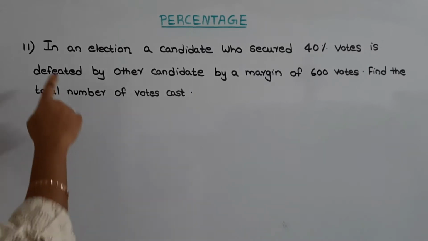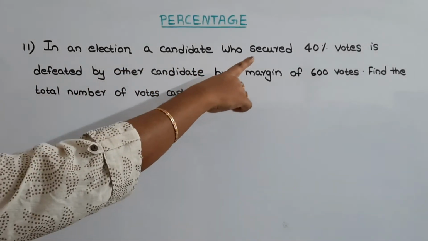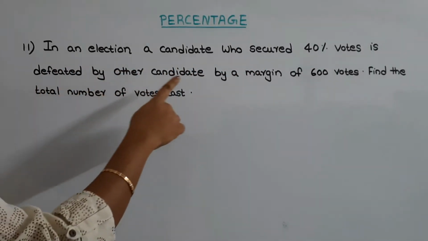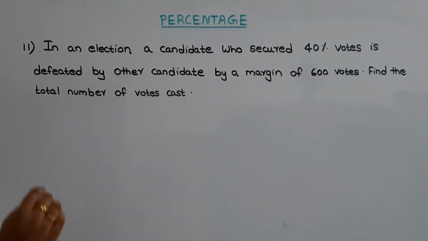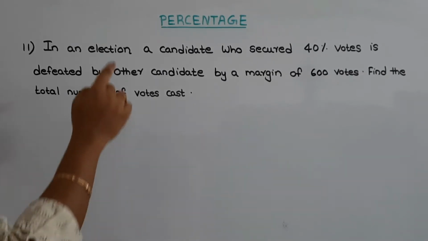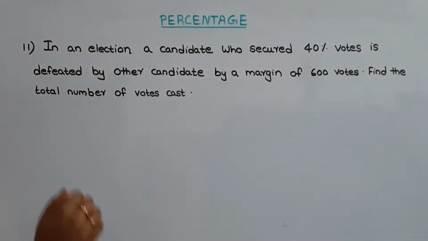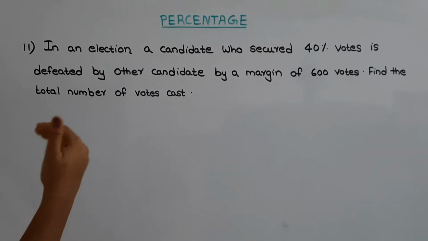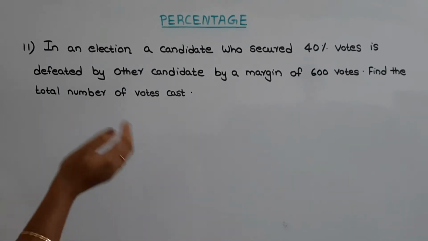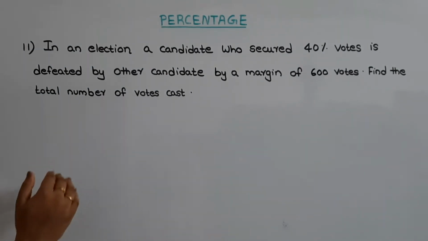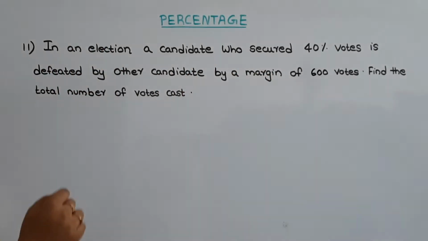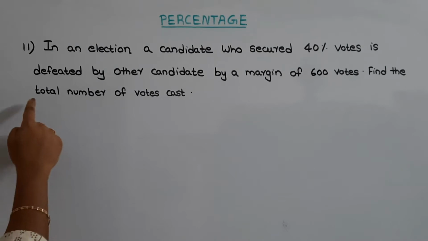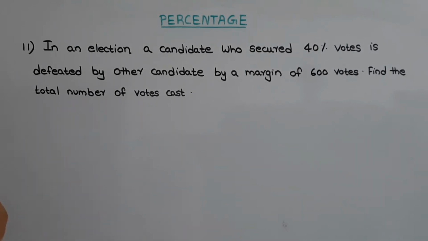11th question is, in an election, a candidate who secured 40% votes is defeated by other candidate by a margin of 600 votes. Find the total number of votes cast. So in this question they are telling that in an election, one candidate secured 40% votes and he was defeated by another candidate, and they have given the difference between the votes secured by the winning candidate as well as the failed candidate as 600 votes. So we need to find out the total number of votes cast.